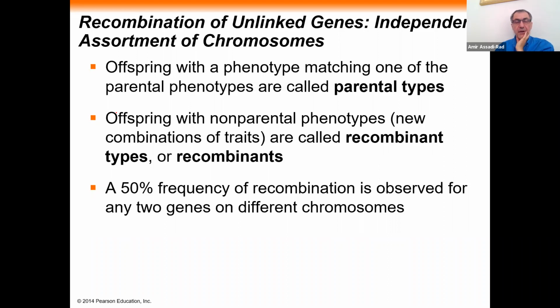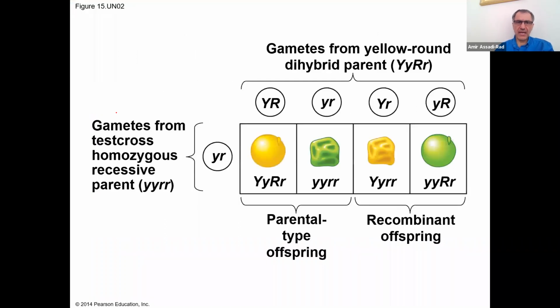Unlike genes, recombination of unlike genes, independent assortment of chromosomes: offspring with a phenotype matching one of the parental phenotypes are called parental, and the other one is called recombinant. So let's look at it. In this case, these are parental and these are recombinant because they do not look like the parents or grandparents at all. So they call these recombinant offspring. These are parental offspring because they do look like the parents or grandparents.